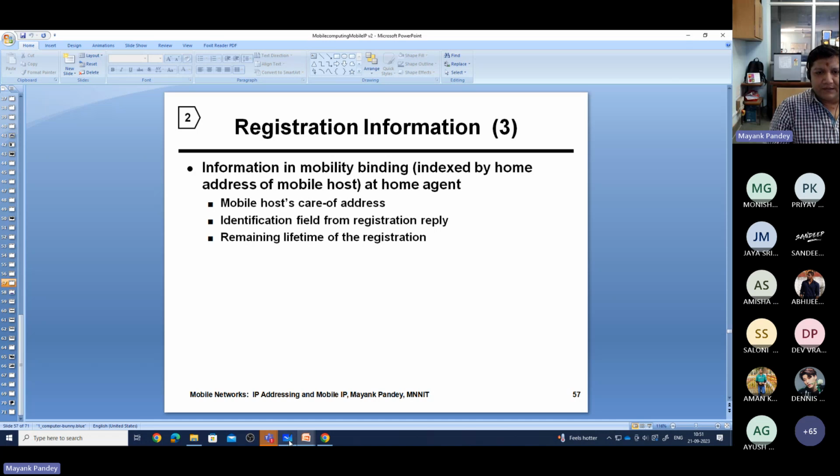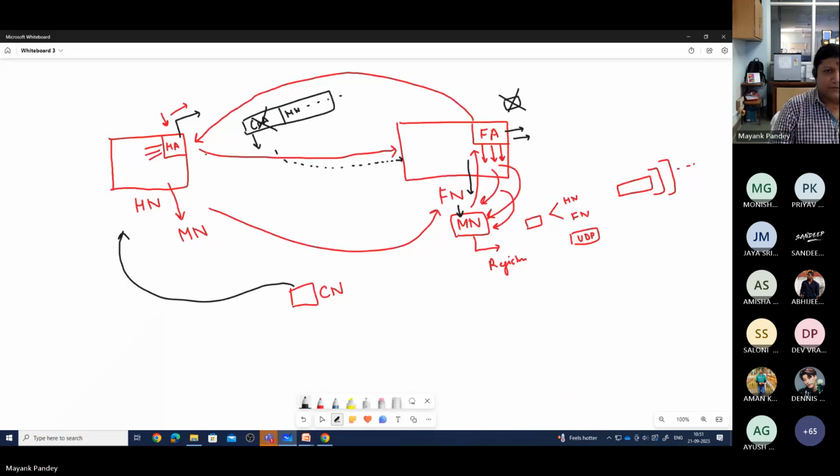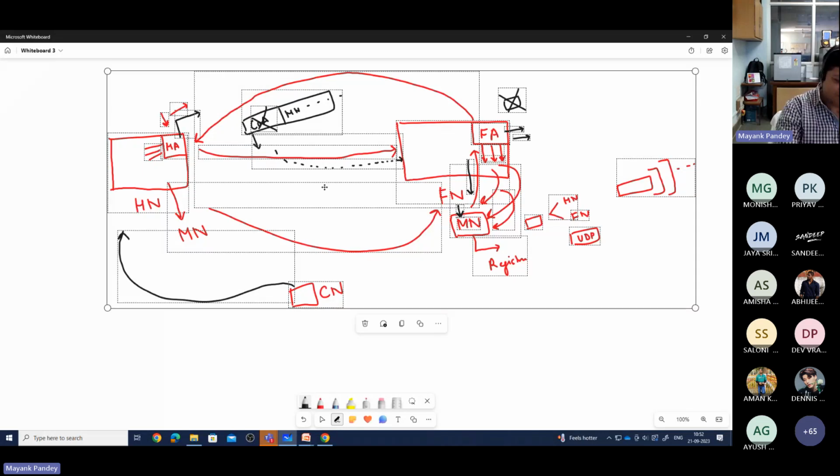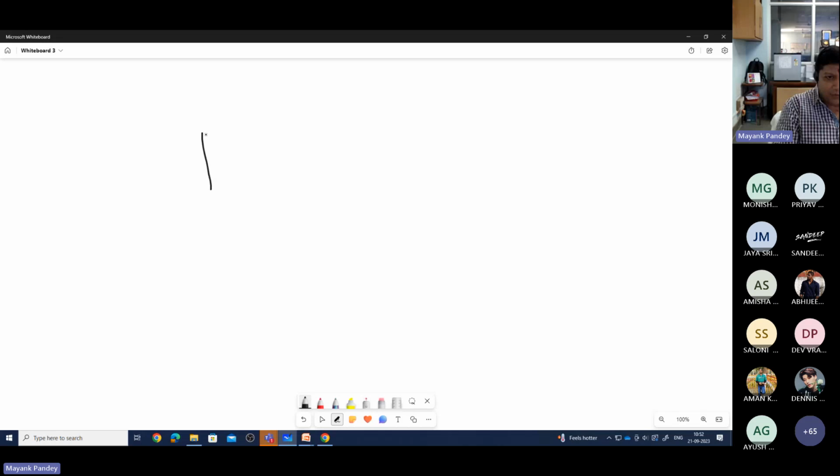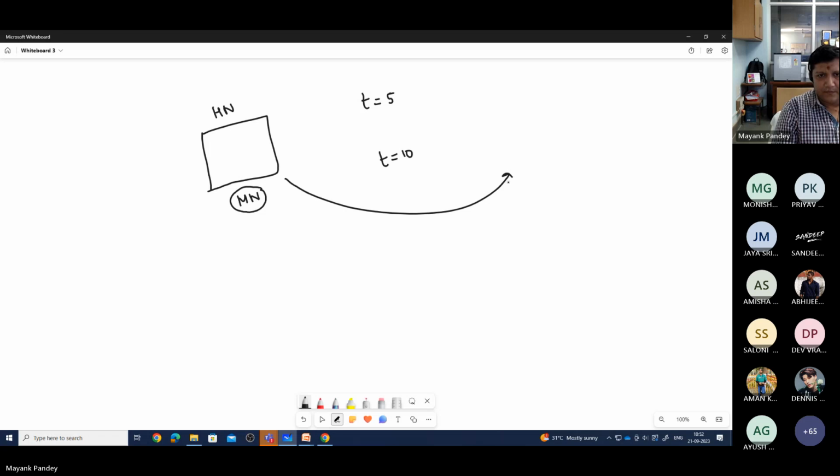So as I told you, three processes: agent discovery, registration, and third is datagram delivery. Now let us see some spatial aspects. Suppose this is a home subnet, home network, and there is a mobile node which, up till t equal to 5, is in the home network. At t equal to 10, it has moved out towards a foreign network.